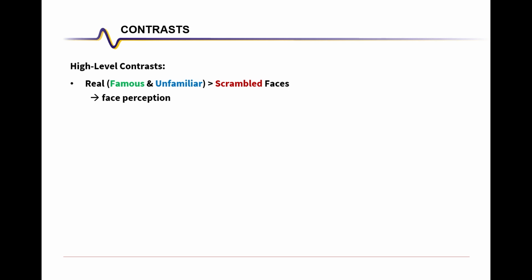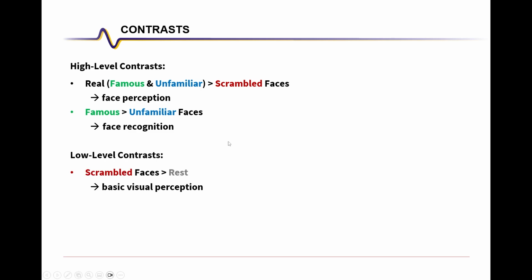And for this design, we have several contrasts of interest. First is a high-level contrast between real, so famous and unfamiliar, versus scrambled faces. This should give us brain regions involved in face perception. And then the more specific contrast between famous and unfamiliar faces should give us brain regions that are specialized for face recognition.